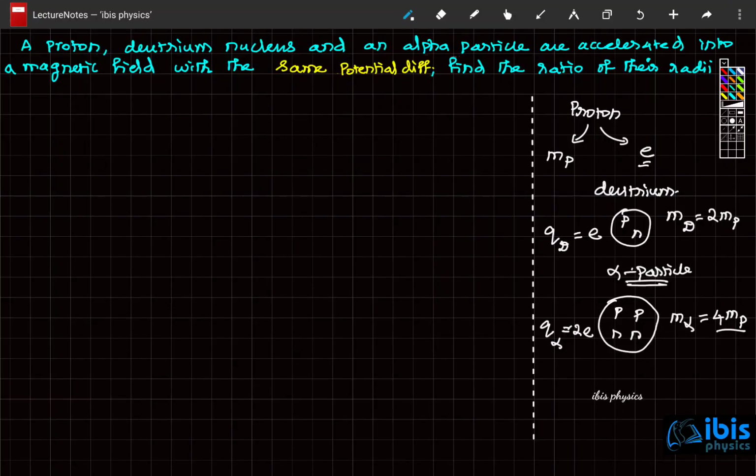Here comes the next question. A proton, a deuterium nucleus, and an alpha particle are accelerated into a magnetic field with the same potential difference. Find the ratio of their radii. So this is the third radius formula.